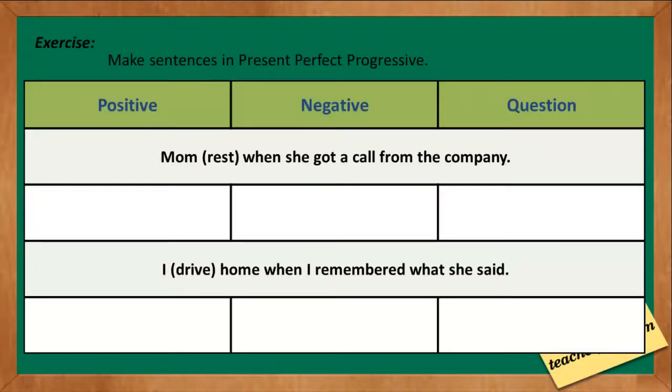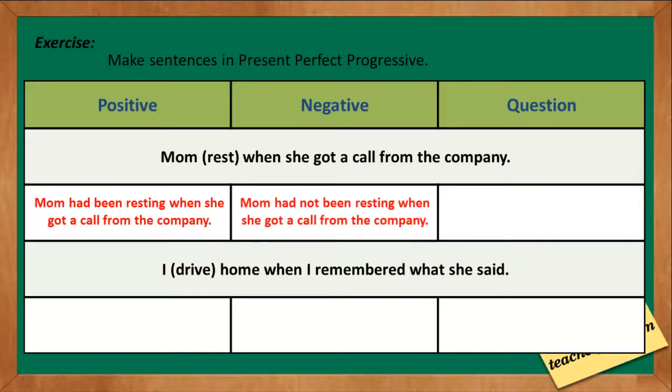For our exercise, make sentences in past perfect progressive. The first one, Mom rest when she got a call from the company. The verb is rest. The correct positive statement is Mom had been resting when she got a call from the company. The negative statement is Mom had not been resting when she got a call from the company. And the question is, had Mom been resting when she got a call from the company?